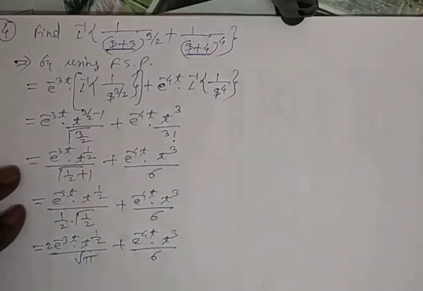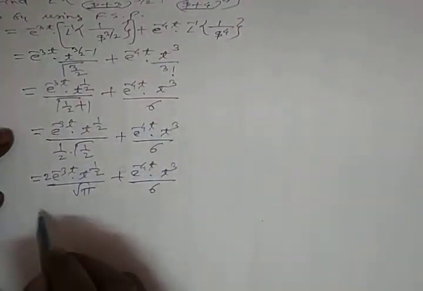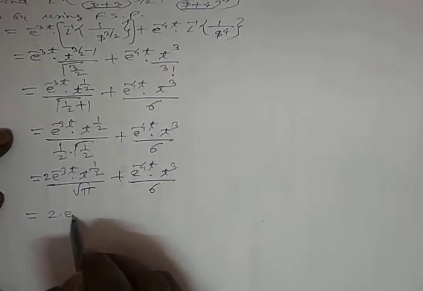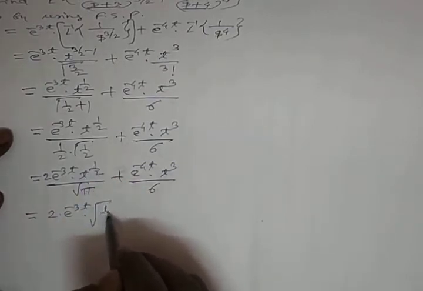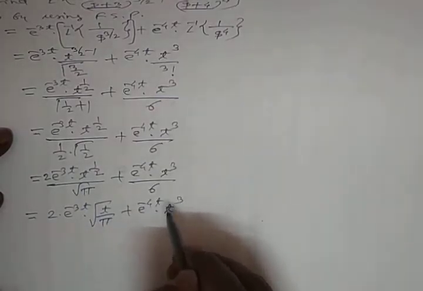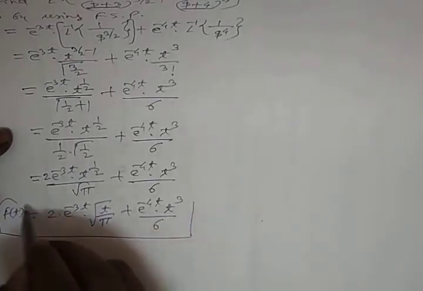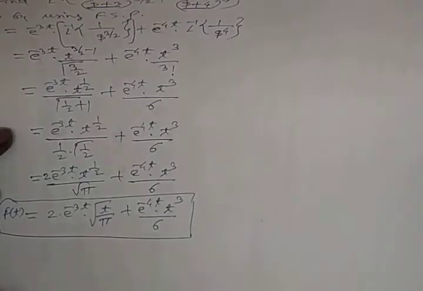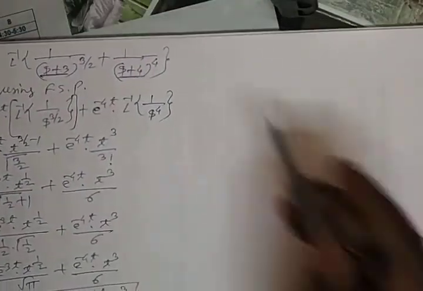Okay, and if you further simplify this, what do we get here finally? So finally we can write this as 2 e raised to minus 3t, this is in root and this is also in root, so we can take both in root, plus e raised to minus 4t t³ upon 6. So this is your final answer. Okay, got it? So this is very, very simple. Now let us see another type of example in the same category.